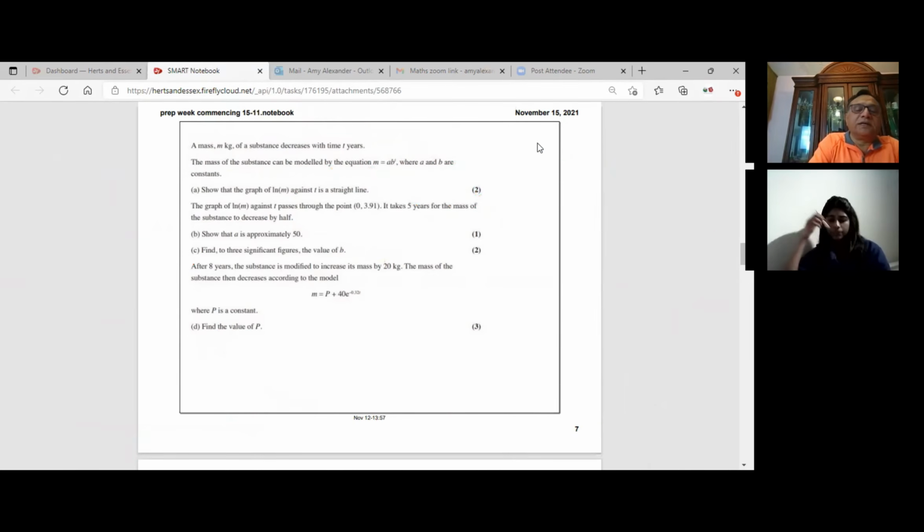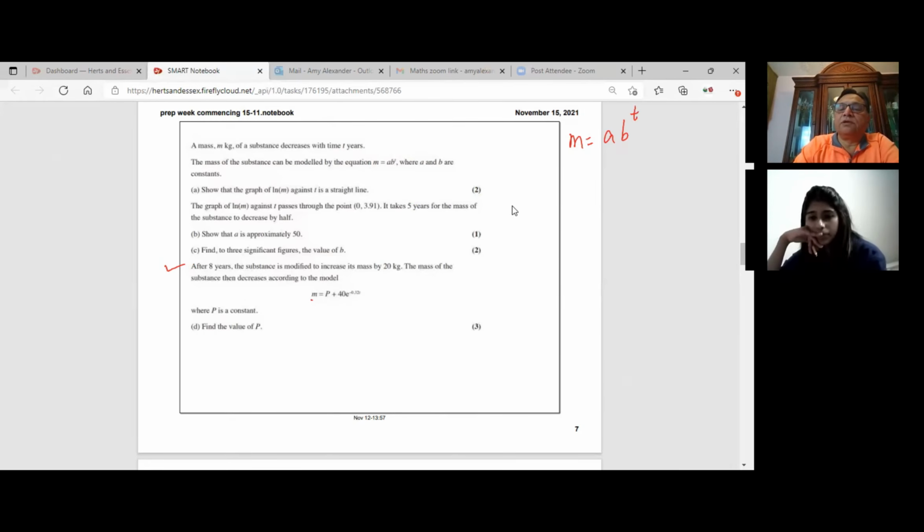Can you please read this question again? After 8 years, the substance is modified to increase its mass by 20 kg. The mass of the substance then decreases according to the model. So we want to find this mass here, right? How will you find it? We need to find the mass at 8 years using M equals A times B to the power of T, and we've already got all the values.